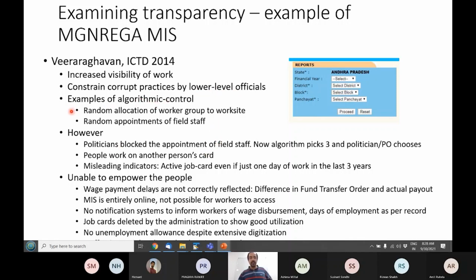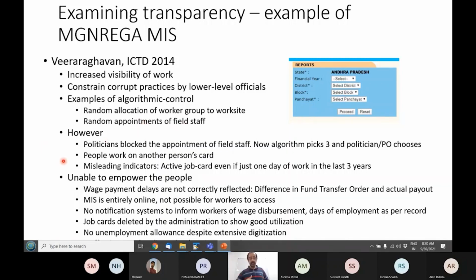Algorithms were also imposed where, for example, workers were allocated randomly to work sites. Meaning, let's say a middleman would collect job cards and get some work sanctioned, and that work may not actually be done in practice. This middleman would pocket the money, and maybe just distribute some small cash to the people whose job cards they took for this purpose. To counter this practice, they said, we'll allocate workers randomly to work sites. If there are multiple work sites, we'll allocate workers randomly, so that the nexus the middleman could build would become weaker. Similarly, field staff appointments: we'll randomly appoint field staff to different blocks or panchayats, at whatever level you are working, so that if that staff has prior relationships with the sarpanch or the block officer, those will not be useful. So again, to reduce corruption.